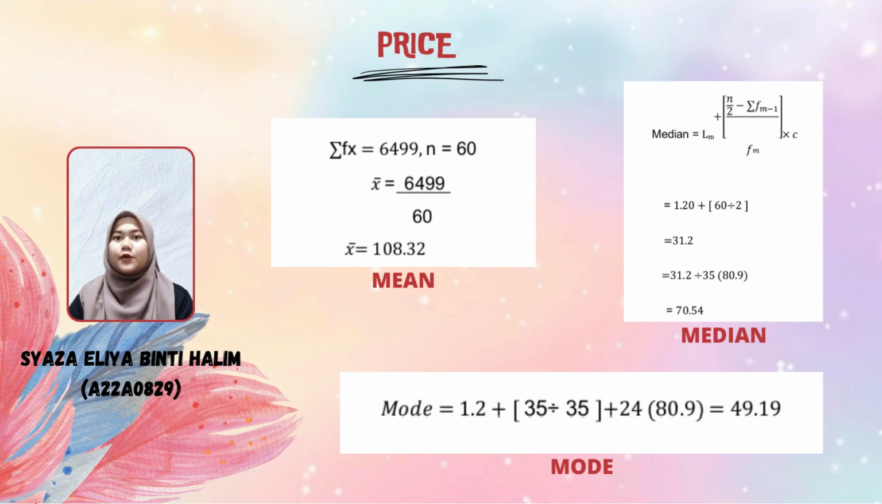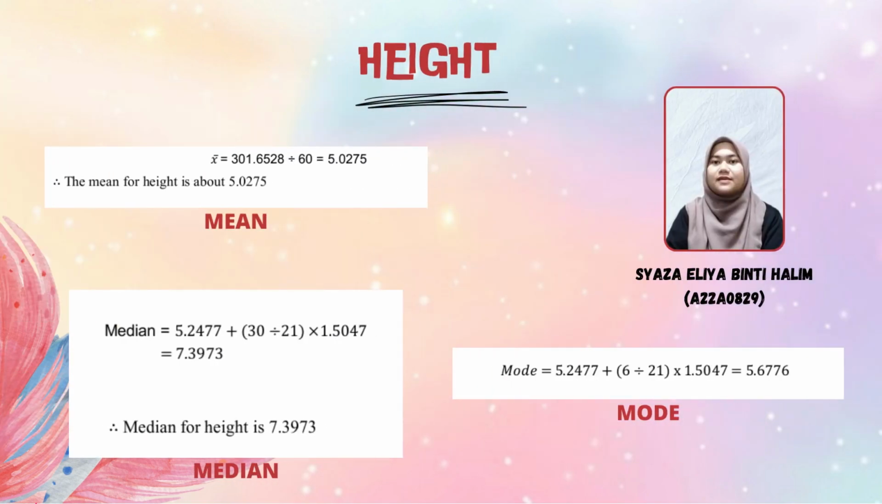Okay, first is price. The mean of price is 108.32. And for the median, we got 70.54, and the last one for price is the mode, we got 49.19.